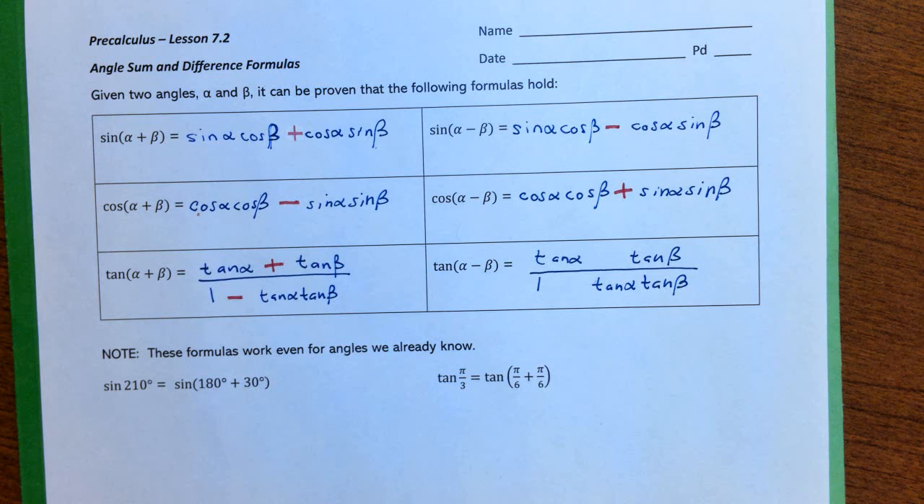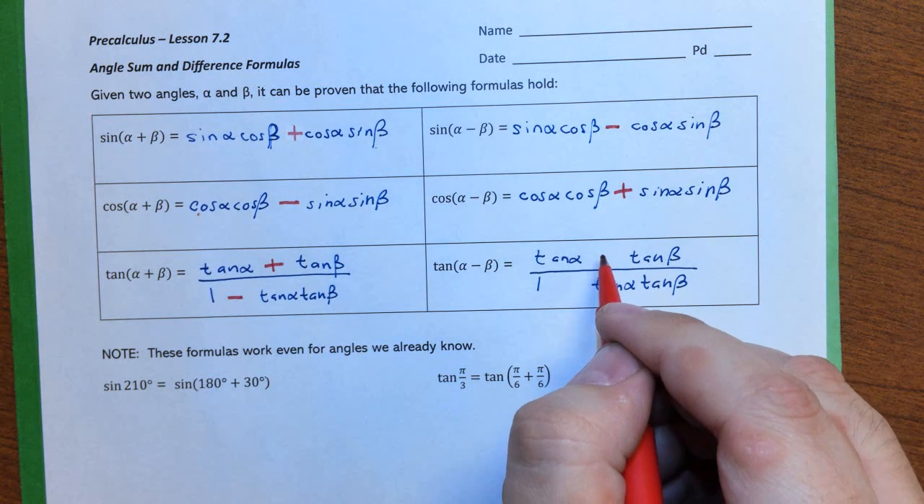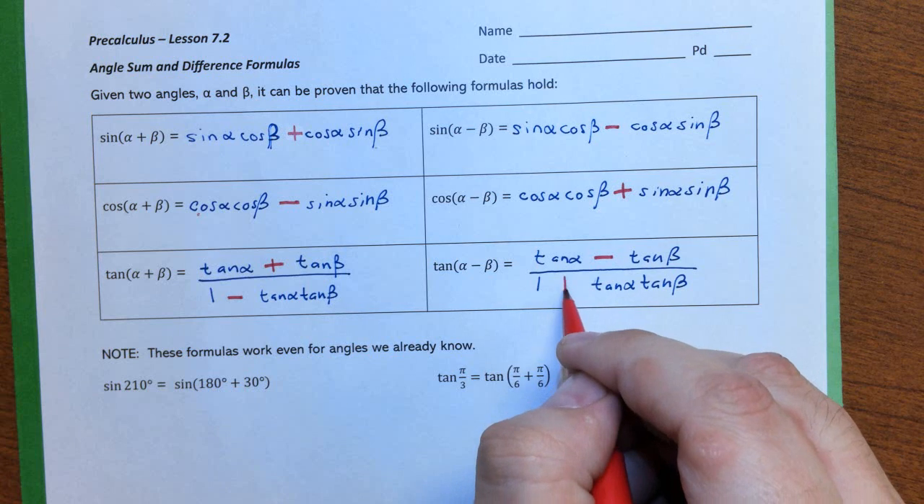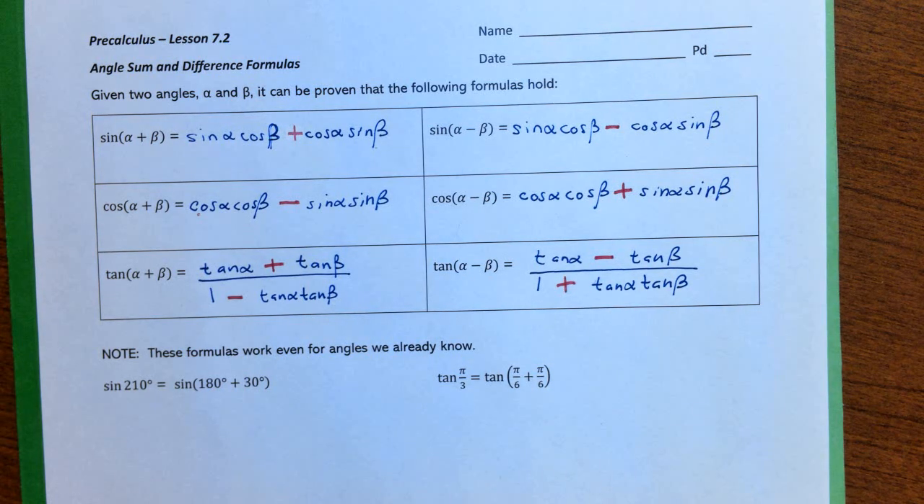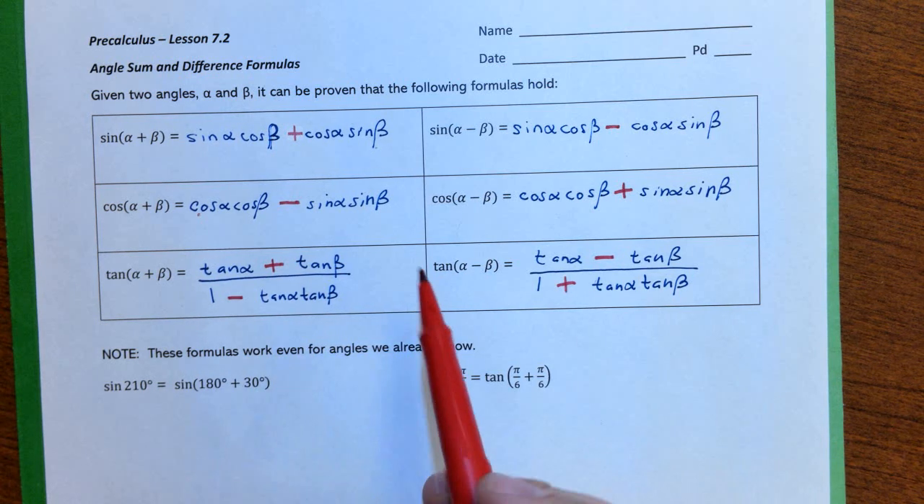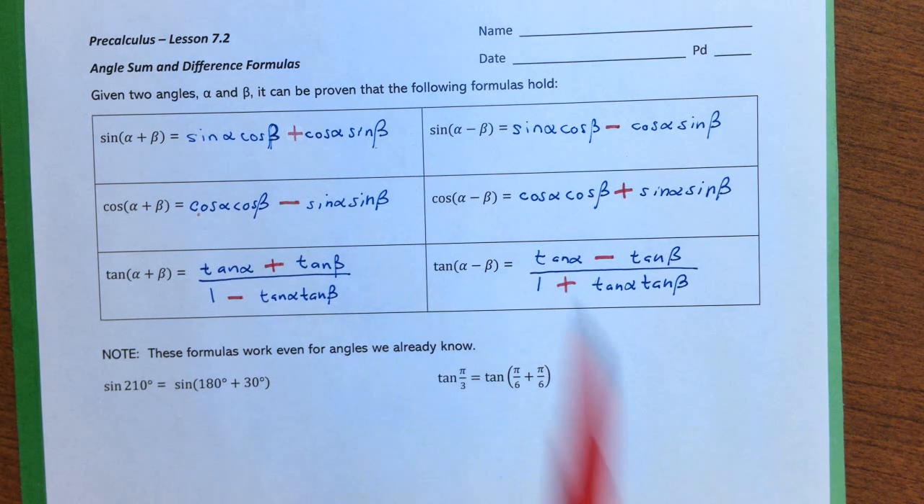For the tangent of alpha minus beta, again, on the top I'll see the same sign, and in the bottom I see the opposite sign. Tan alpha minus tan beta over 1 plus tangent alpha tangent beta. And again, why the tangent formulas work the way they do can be derived using only the sine and cosine. It's a bit of an interesting look, but it's not something I'm going to do right now.